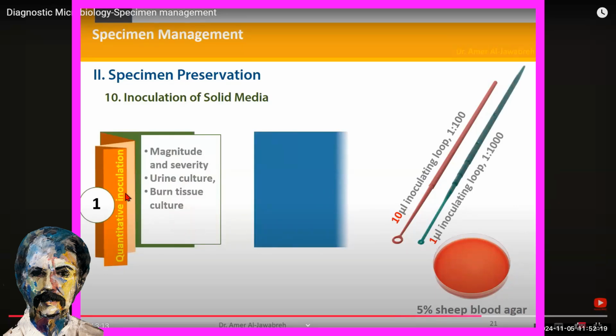So quantitative inoculation in urine culture, and sometimes burn tissue culture, but urine is the most common. You have to do quantitative inoculation, which is only adding 1 microliter. You dip this inoculating loop vertically in the urine one time and out, and streak on the surface of this plate. 24 hours later, you have to count the number of colonies. So the urine culture is the only one that we count to make quantitation. Burn tissue, yes, it might be, but not very common.